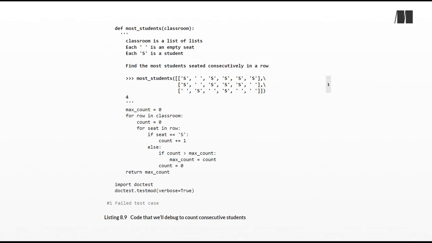To simplify the debugging process, we removed the test that is passing, just set it aside to restore later, and are only going to run the test that is failing. The following listing shows our full code before we start the debugging process. Listing 8.9. Code that we will debug to count consecutive students.